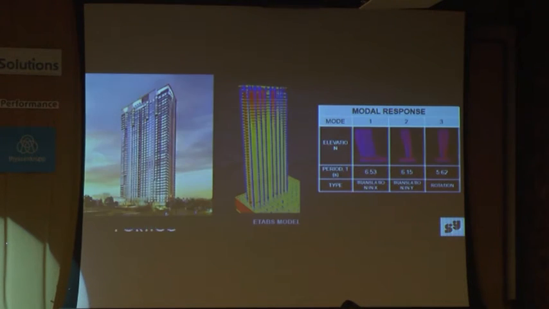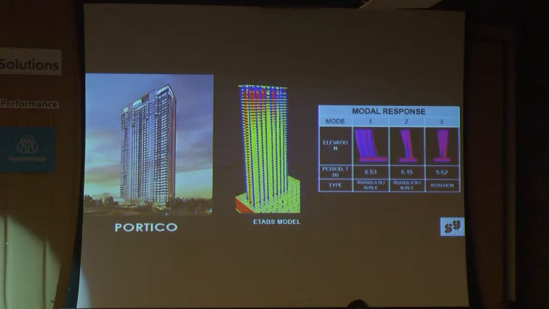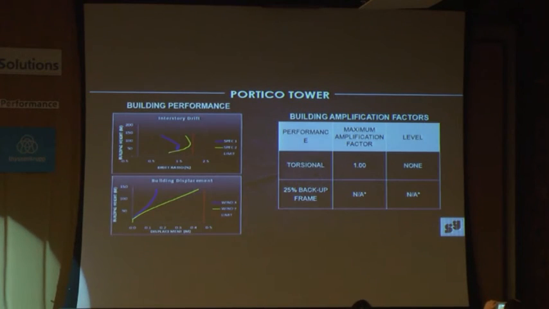Next, please. Next will be the Portico Tower. Portico is a 128-meter tall structure with 42 floors. The first two modes are translation, and the third mode will be rotation. Next, please. So the building performance is within the code limit, and again, none of the amplification factors are applied.